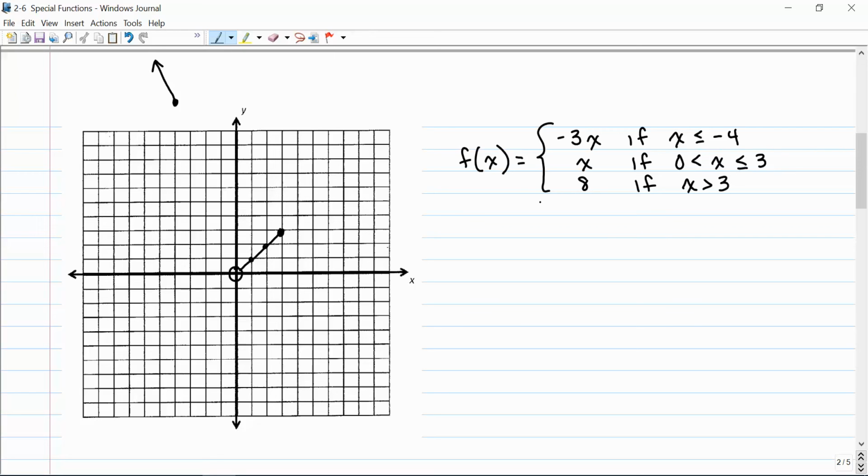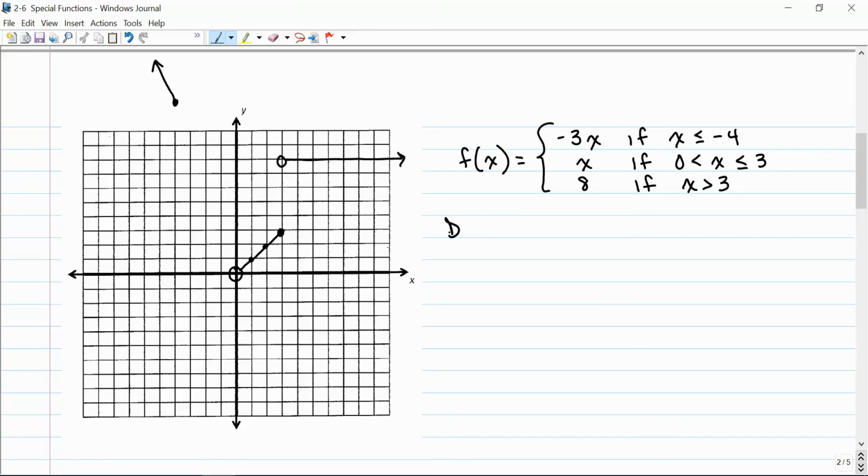And then the third part, y equals 8 if x is greater than 3. And remember, the line y equals 8 is a perfectly horizontal line through 8 on the y-axis. And I only need the part of that where x is greater than 3. So right here, x is 3. And so I'll have an open circle there since it's a greater than. And it goes like this. And that's a piecewise function because it has 3 different pieces to it.